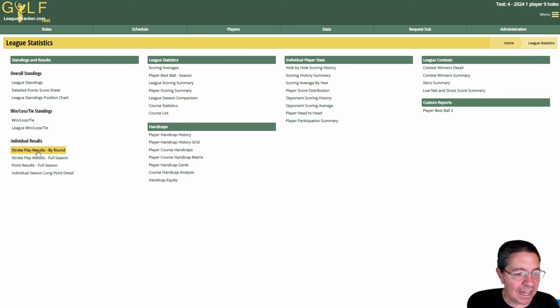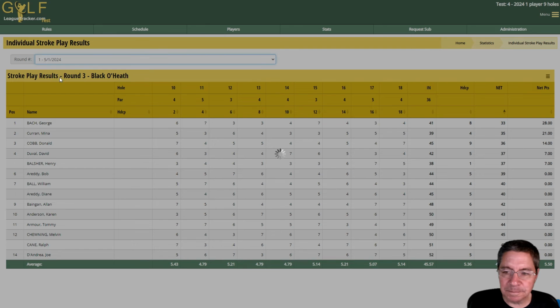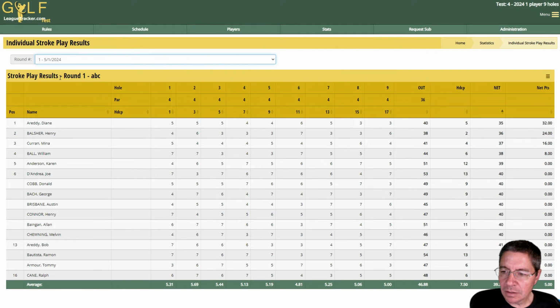So now if we go back to stats, stroke play results by round, and go back to round 1. So we have 16 players in this round, and they're each worth 5, so that's a total of 80 points. And then our percentage is paid out based on that 80 points. So first place was 40%, which is a total of 32. Second is 30%, total of 24. 20% of 80 is 16. 10% of 80 is 8.